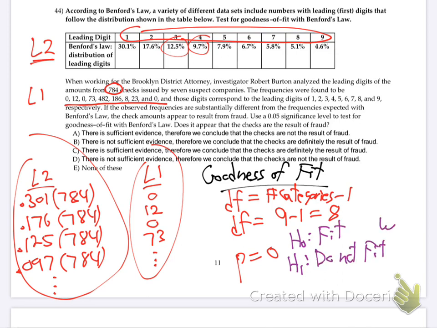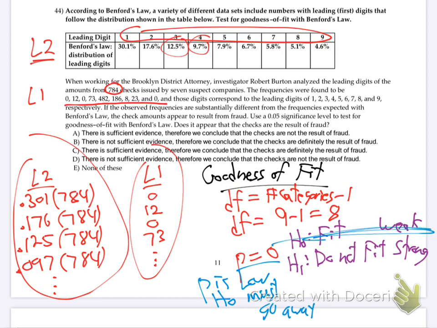And you know how evidence goes. It's weak for the HO, strong for the H1. Okay, so we got a really low p-value, low as it can go. P is low. HO must go away. Bye-bye, HO. So we keep H1. We say they do not fit. There's strong evidence that the leading digits on these 784 checks do not fit the pattern of normal human behavior observed by Benford. So what does that mean about these checks?